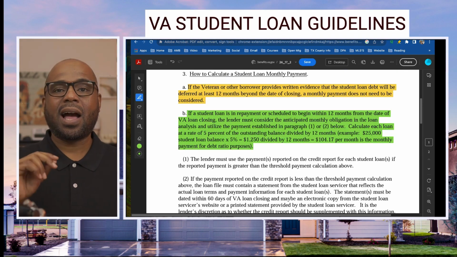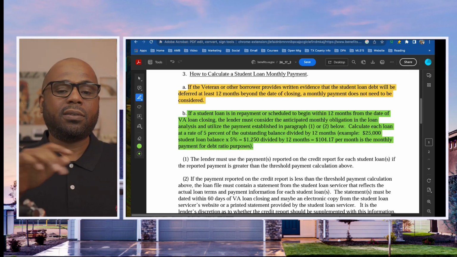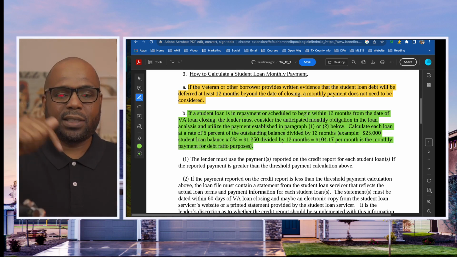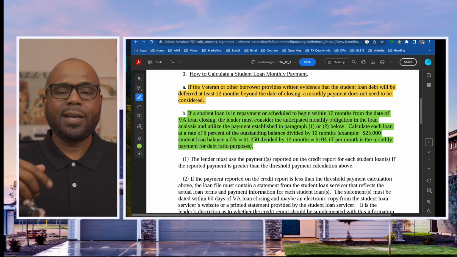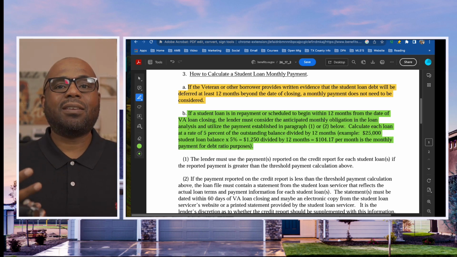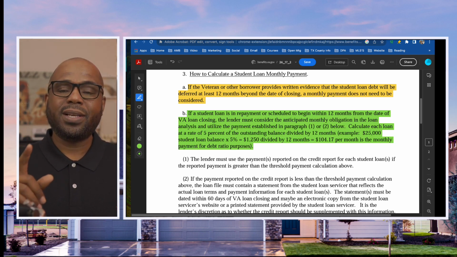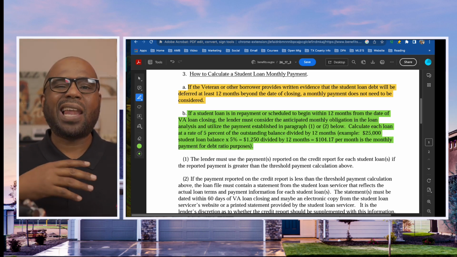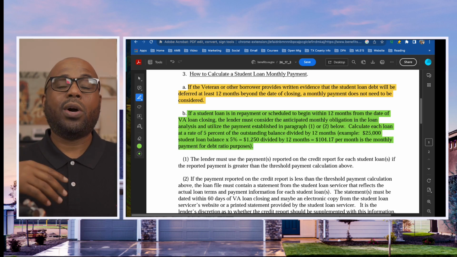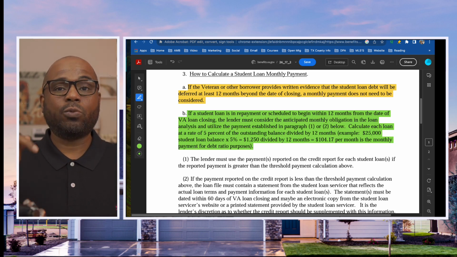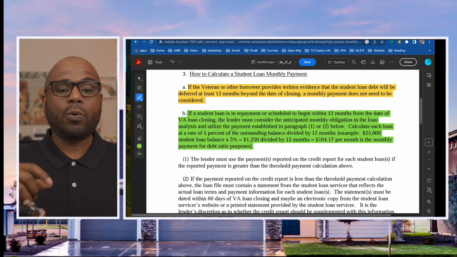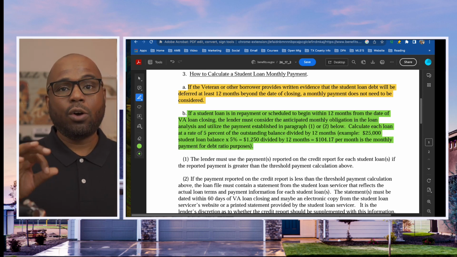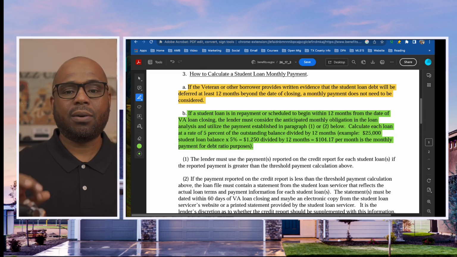The second option is VA. Here's the deal. Say you're closing on a loan today, 10/4/2023. If we can provide documentation that shows that your student loans will be deferred until 10/5/2024, I like to go a year and a day. So a year and a day from today is when your student loans will start. Then I don't have to calculate those payments in your debt to income ratio.